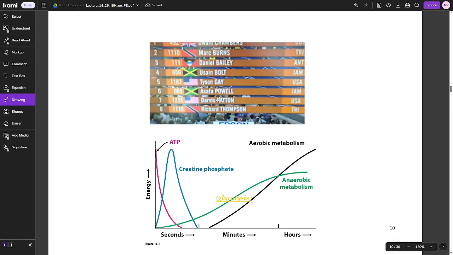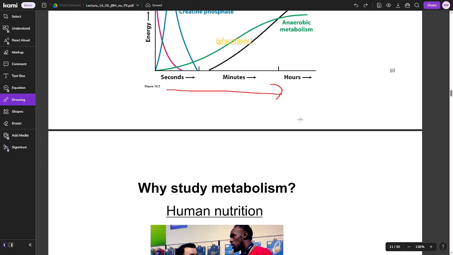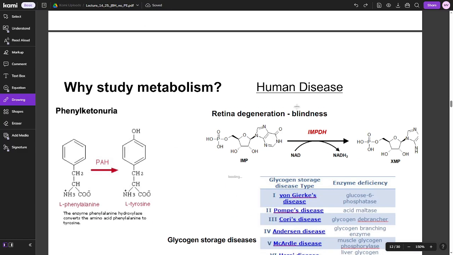Again, I don't think this is that important. I guess what you should know about this is that as time passes, you use up ATP, you create this creatine phosphate, goes back down, and then glycolysis, and then yeah, not something too important.